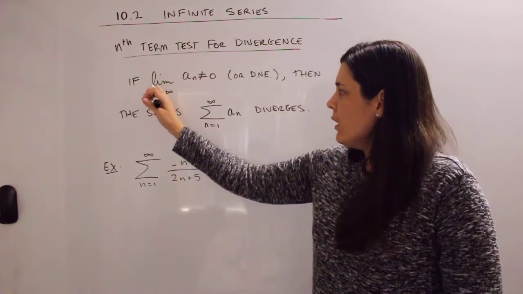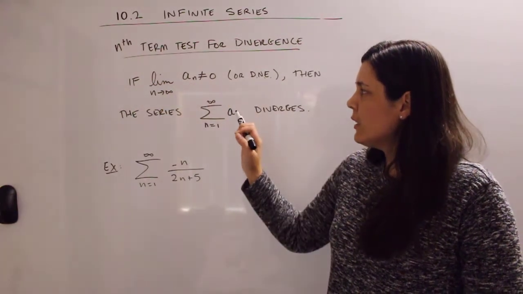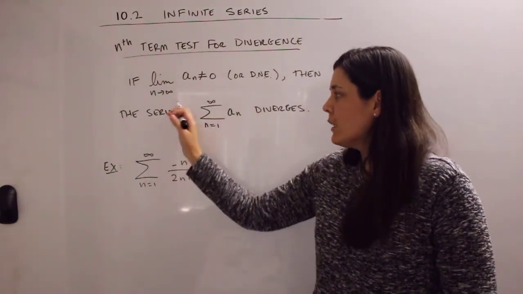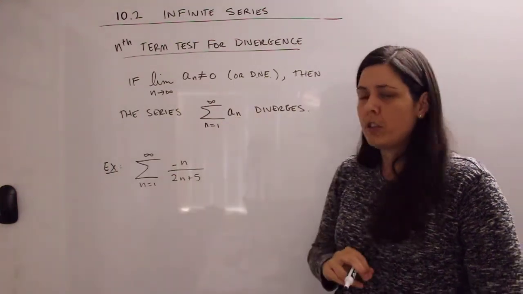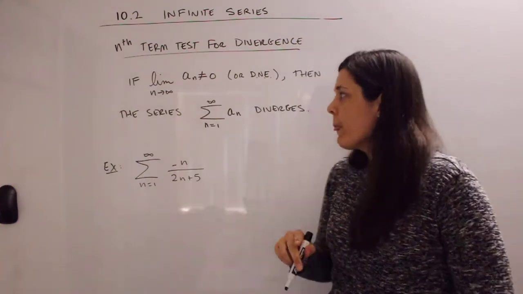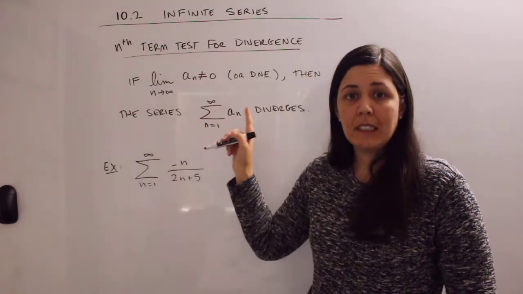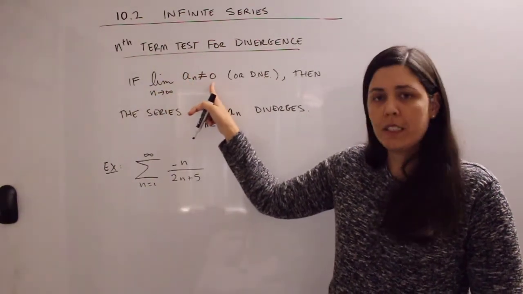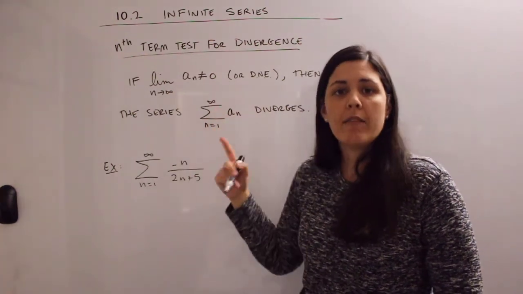If the limit as n goes to infinity of our sequence is not zero, or if it just doesn't exist, then our series, the series where we're adding the terms of the sequence, diverges. Quick reminder about the difference in those terminologies. Series, you're adding the terms. Sequence, it's just a list of terms. So if the limit of the sequence is not zero or doesn't exist, then the series where you're adding diverges.